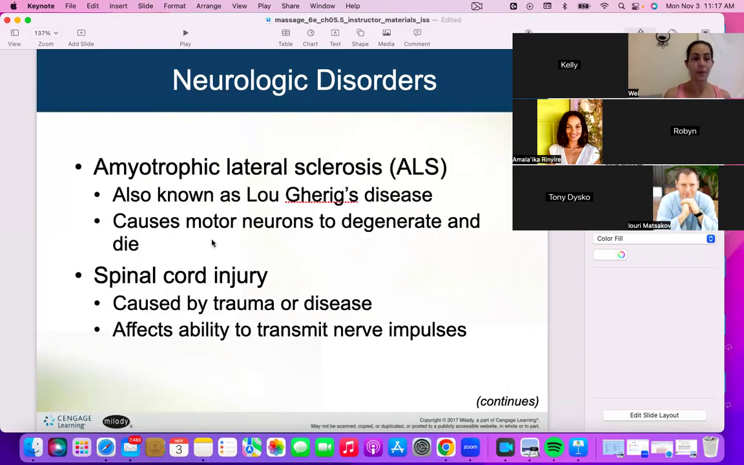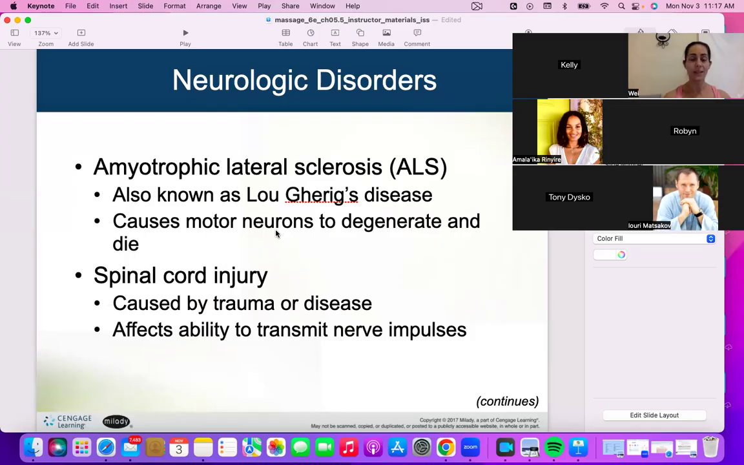Okay, now we have amyotrophic lateral sclerosis, ALS. You probably know it by ALS. Also known as Lou Gehrig's disease. It causes motor neurons to degenerate and die. So again, we said there are 3 types of neurons: the ones that sense, ones that interpret, and ones that connect. And one that sends out the action, which is the motor.